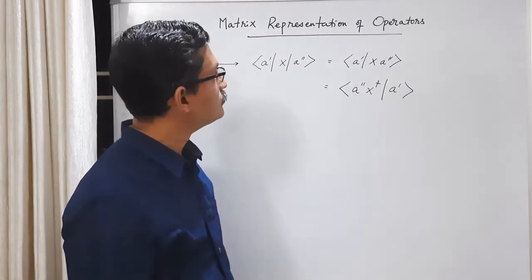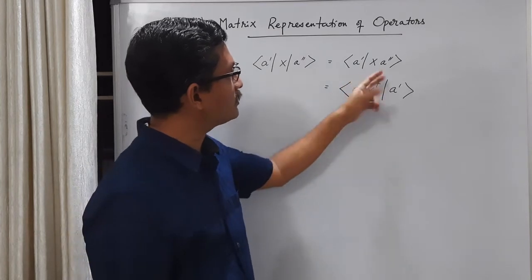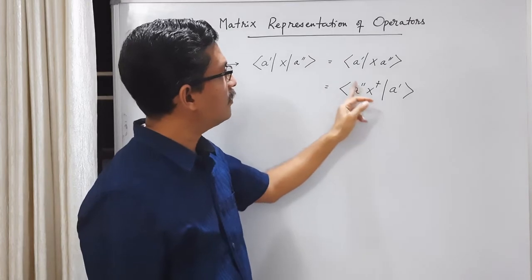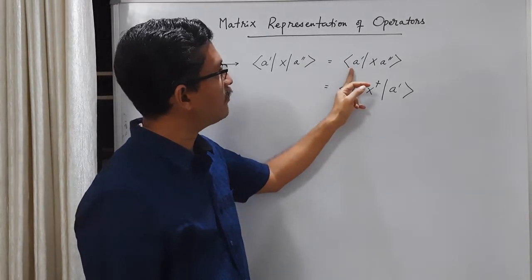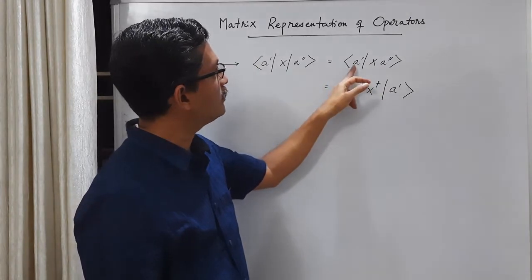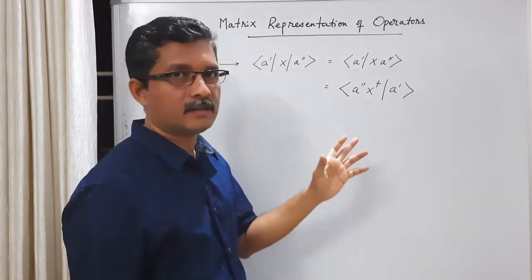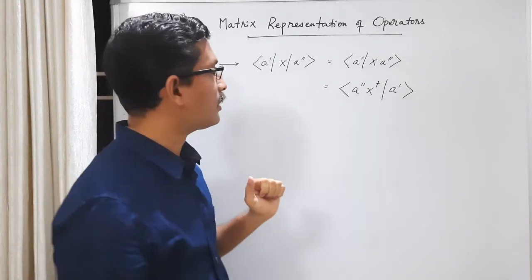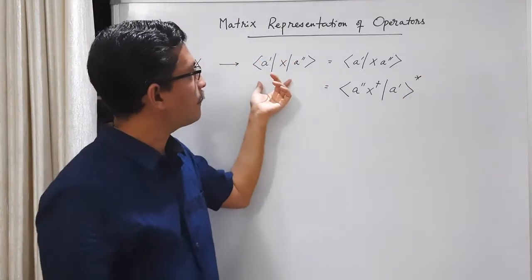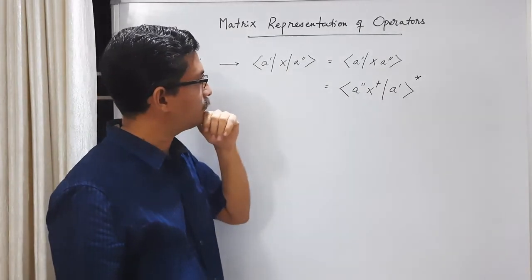So we have interchanged the vectors. This bra vector becomes the ket vector, the operator becomes x dagger, and this ket vector becomes the bra vector. So when you interchange the two vectors inside an inner product, it becomes the complex conjugate of the earlier scalar. So the result is the complex conjugate of this scalar.